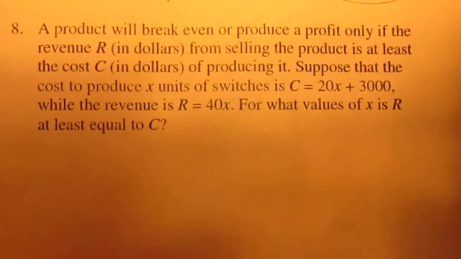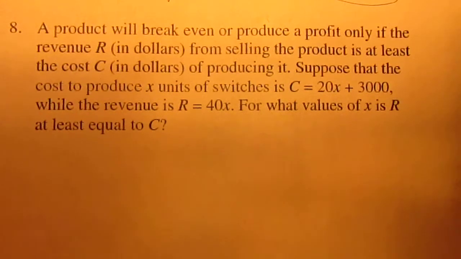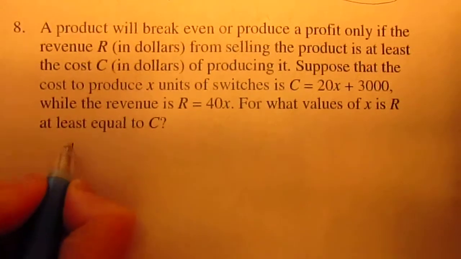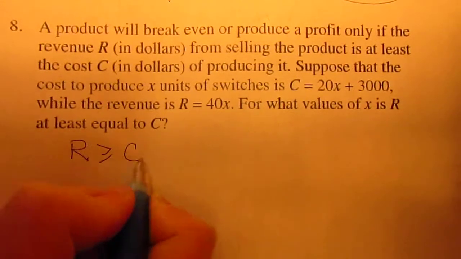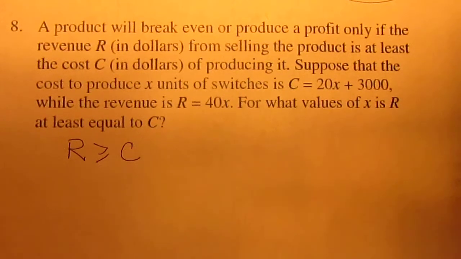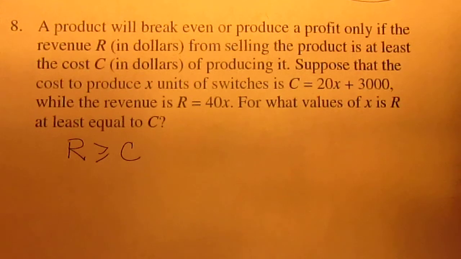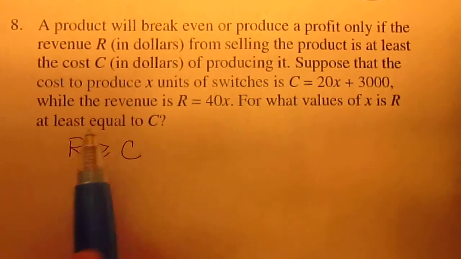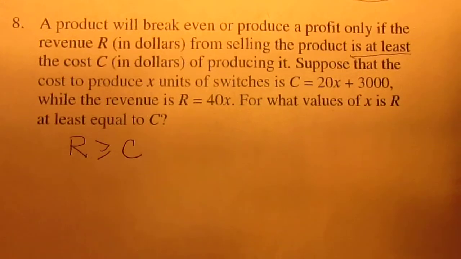A product will break even or produce a profit only if the revenue from selling the product is at least the cost of the dollars producing it. So we have revenue and cost. So your money coming in has to be greater, at least, greater than or equal to the cost. If your cost is more expensive than your revenue, then you're not going to be making money. You're actually going to be losing money. So this is the basic relationship from that first sentence. It is at least the cost.